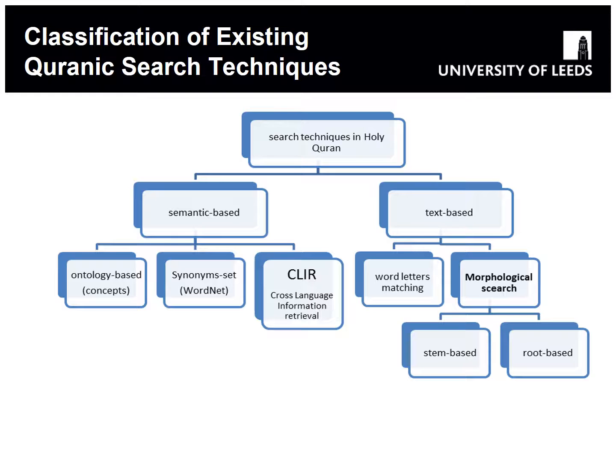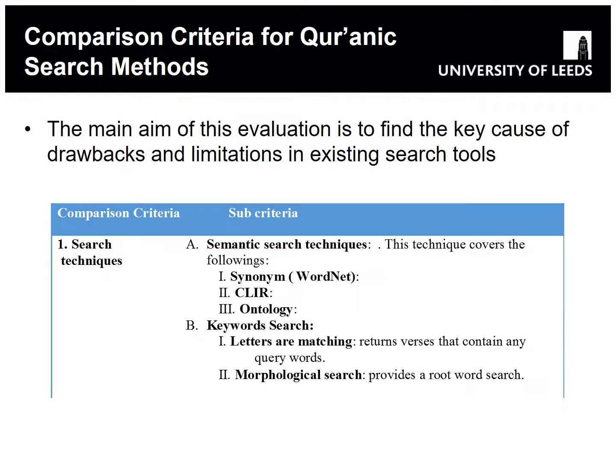And text-based, it uses some natural language processing techniques, which is a morphological analyzer, that finds the stem and lemma of each word and tries to retrieve all verses containing that root, lemma, or stem to the user. The main aim of this evaluation is to find the key cause of drawbacks and limitations in existing search tools.